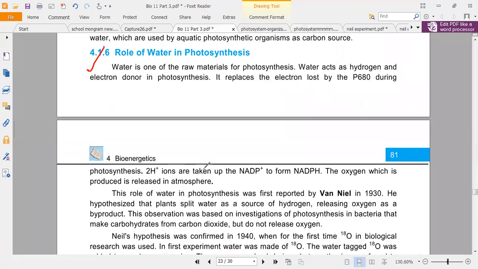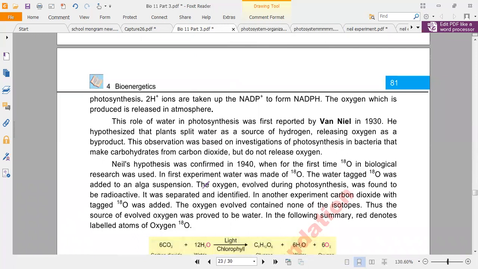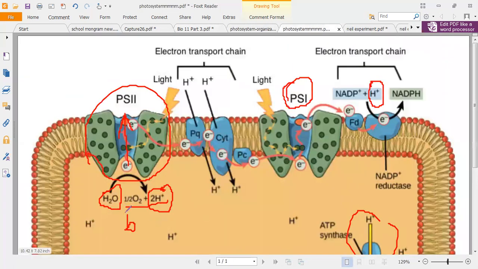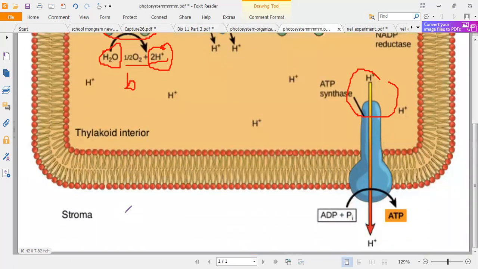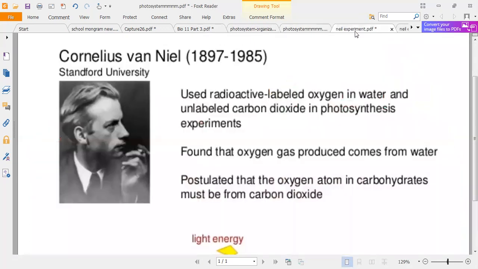So now we know the role of water, but it is very, very important to know whether the oxygen emitted as molecular oxygen, which the plants exhale and we inhale, comes from water or from carbon dioxide. Here in this diagram, we can see that oxygen is removed while the water is split. That is in the light reaction.